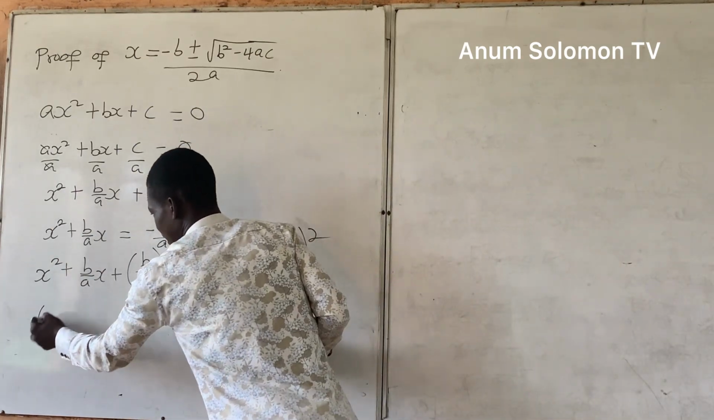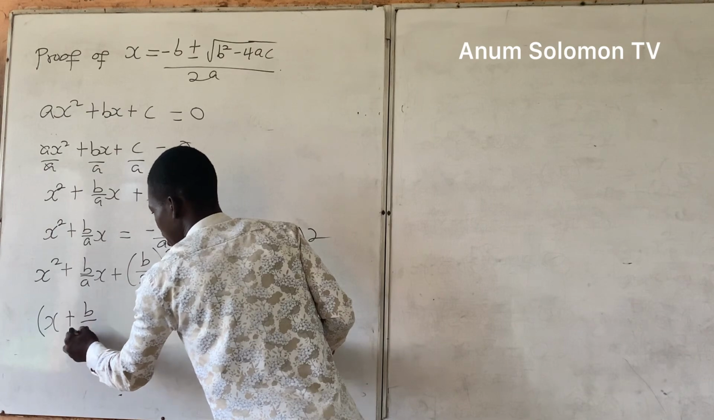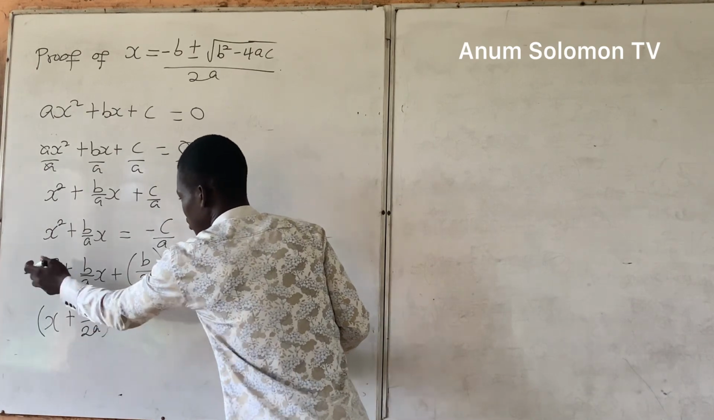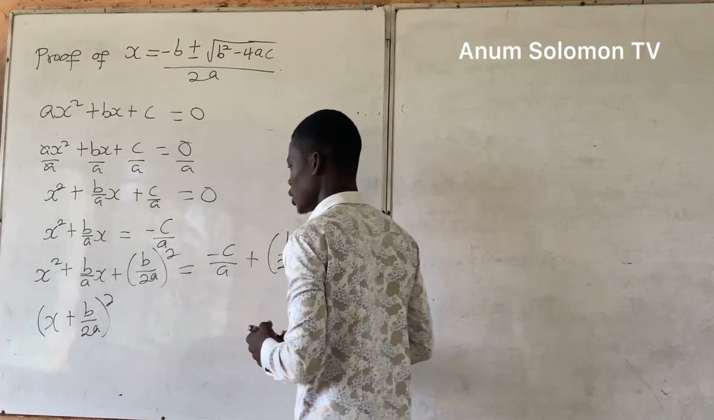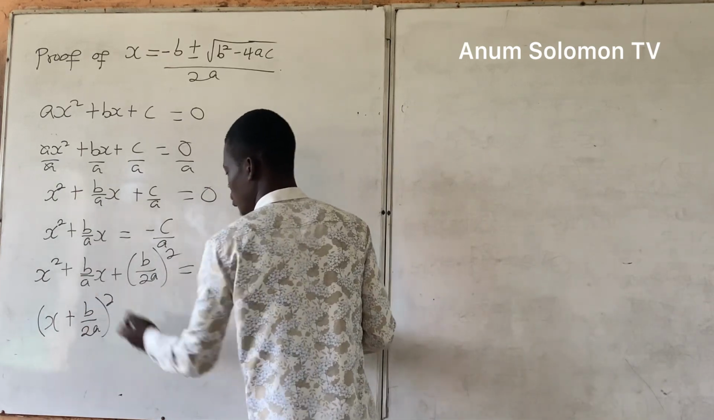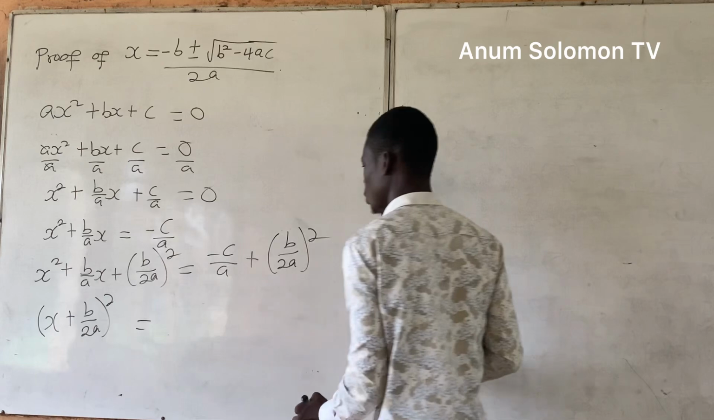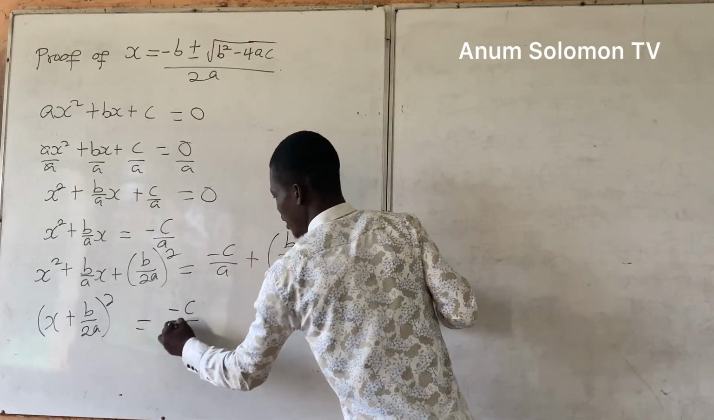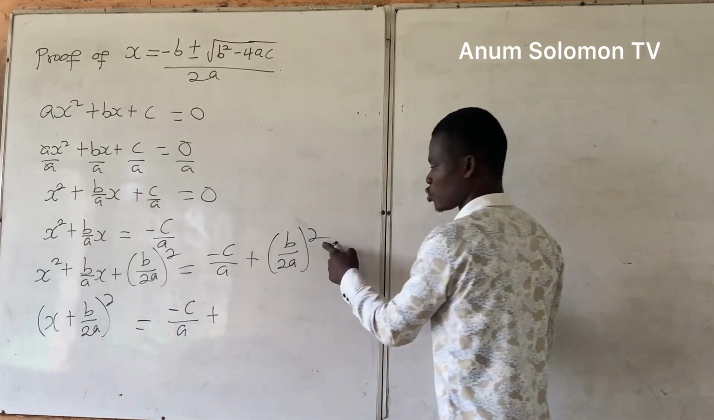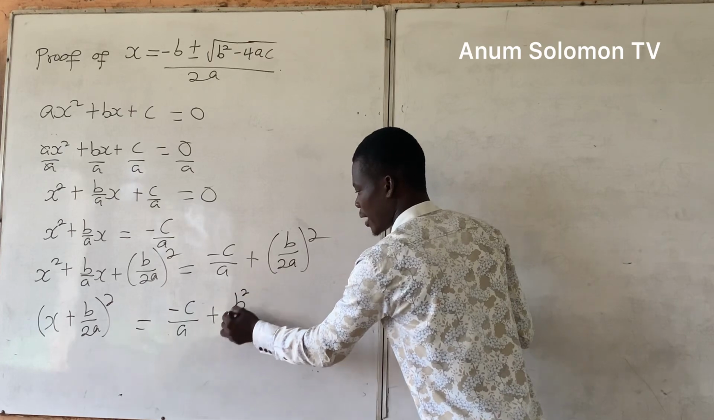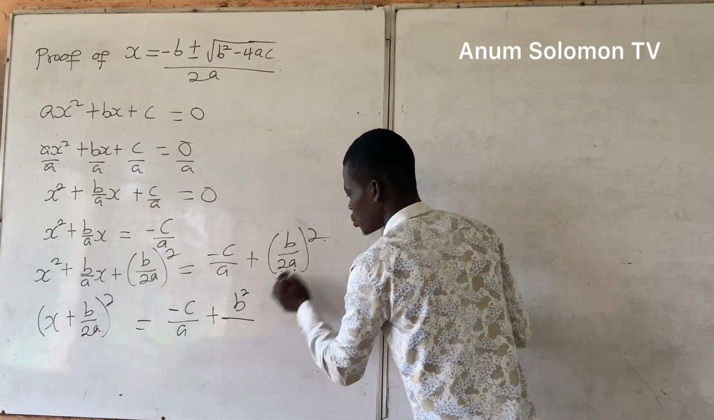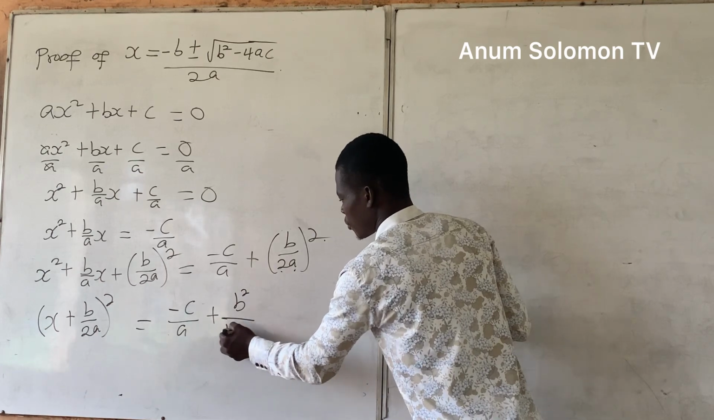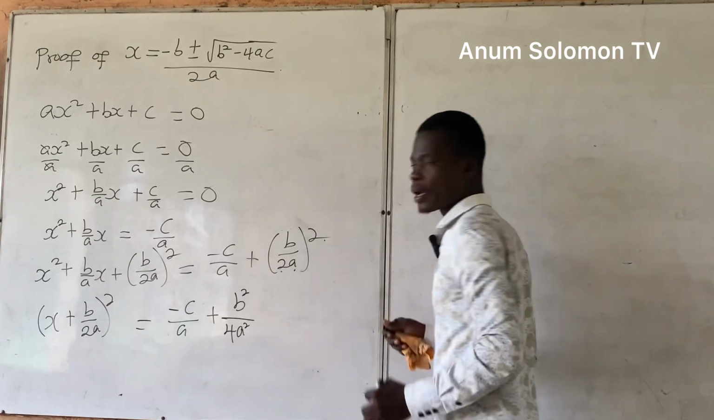So now let's form our perfect square. Our perfect square is x plus b over 2a all squared, because these two terms carry the squares and b over a x is in between. When we expand this one, we are going to get this one back. The right side is minus c over a plus b squared over 2a squared, where 2a squared is 4a squared.